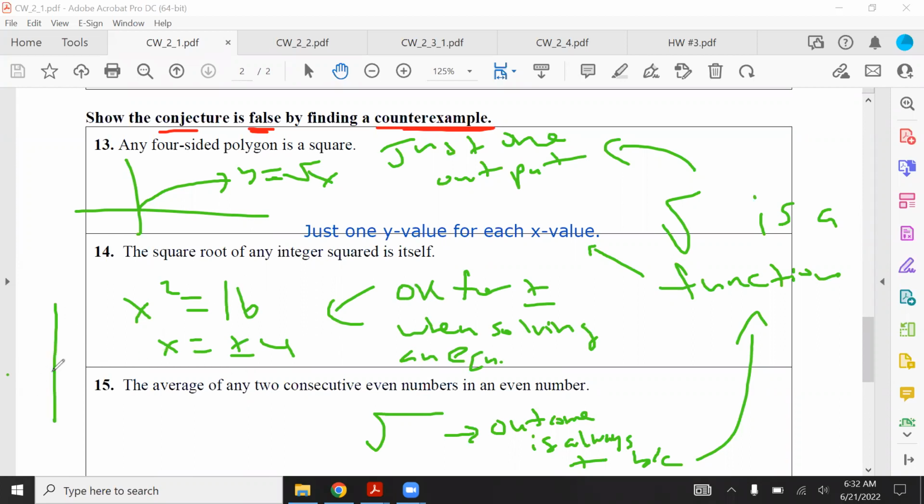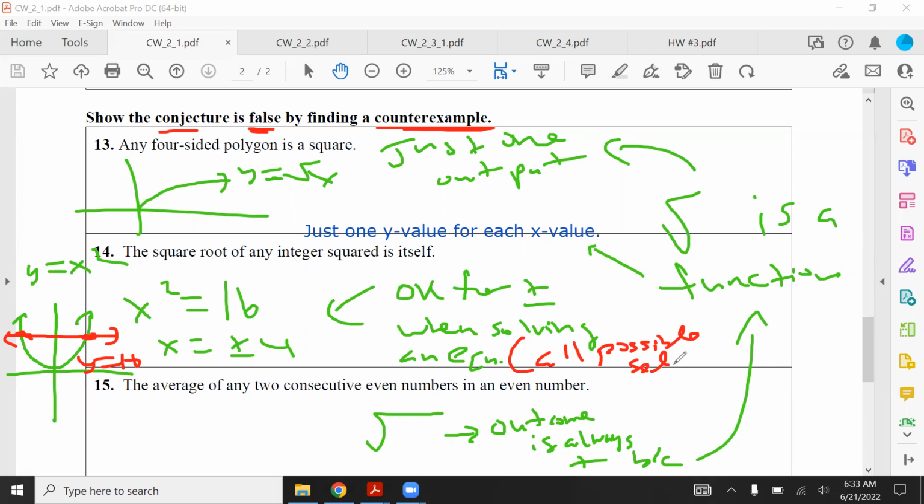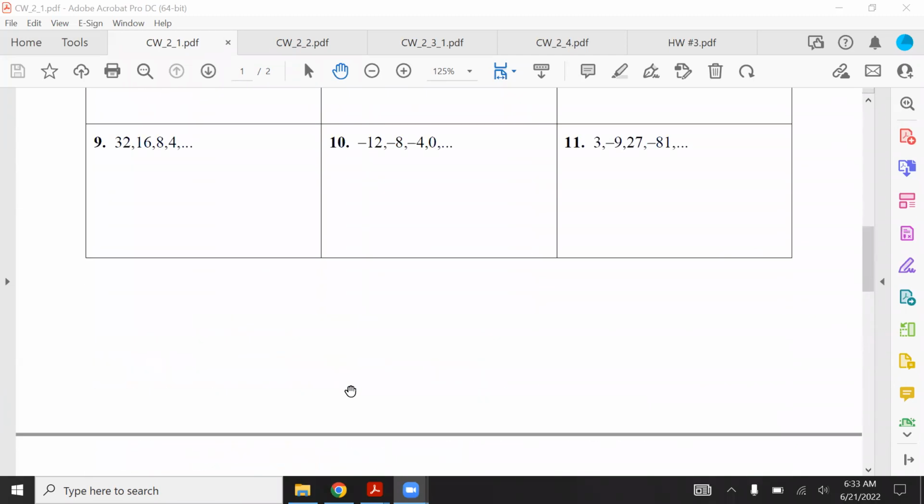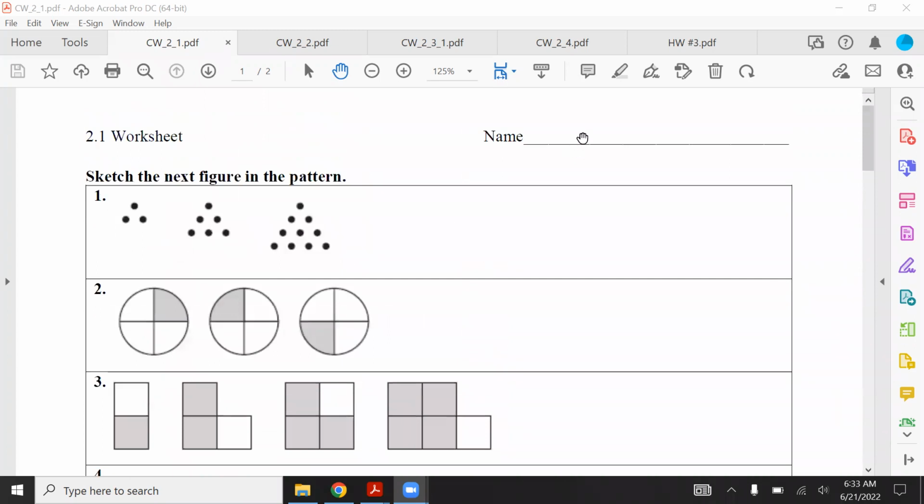Also, graphically speaking, y equals x squared looks like this, and y equals 16 looks like this. So they would touch in two places, so you have to report two answers. So it's okay for plus or minus when you solve an equation. You want all possible solutions. But just square rooting a number itself, you give just a positive value. So anyway, you guys will try the odds and then watch the next video on 2.2.